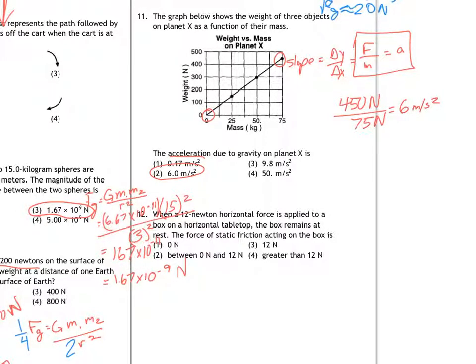All right, so for number 12, I apologize that it's somewhat behind my answer for a previous question, but when a 12 Newton horizontal force is applied to a box on a horizontal tabletop, the box remains at rest. The force of static friction acting on the box is. So since the box is at rest, then the frictional force is equal to the applied force. And they told me earlier in the question that the applied force was 12 newtons. So that means the frictional force is 12 newtons.